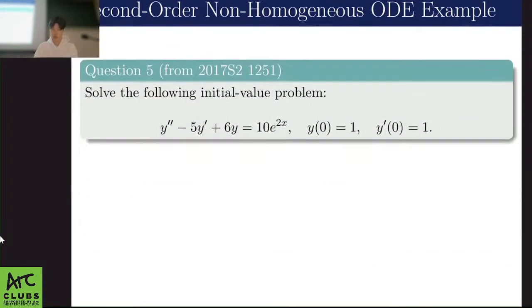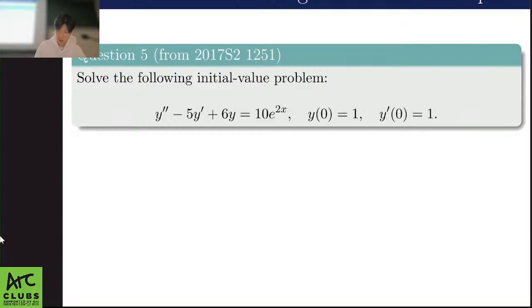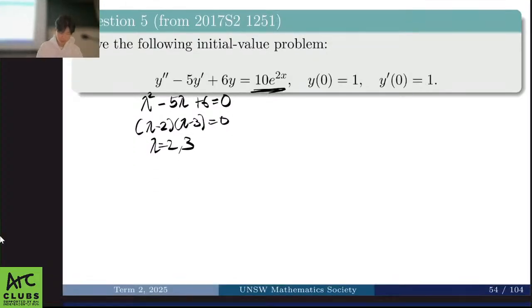So I want to solve this initial value problem here. I can see it's non-homogeneous since it's equal to, well, not zero. So the way I do it, first, I want to find the characteristic equation. This is going to be lambda squared minus 5 lambda plus 6 equals 0. That's lambda minus 2, lambda minus 3 equals 0. So we get lambda equals 2, 3. That means my homogeneous solution is a e to the 2x plus b e to the 3x.